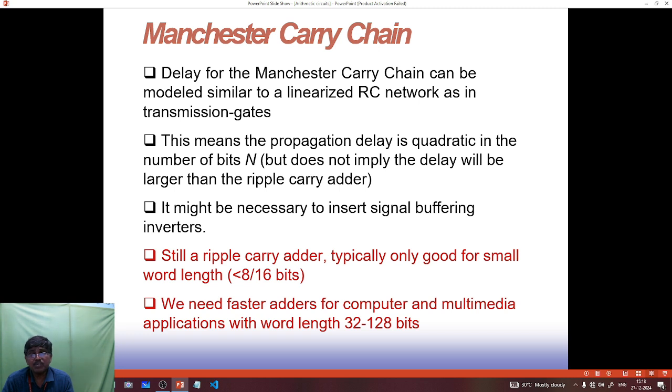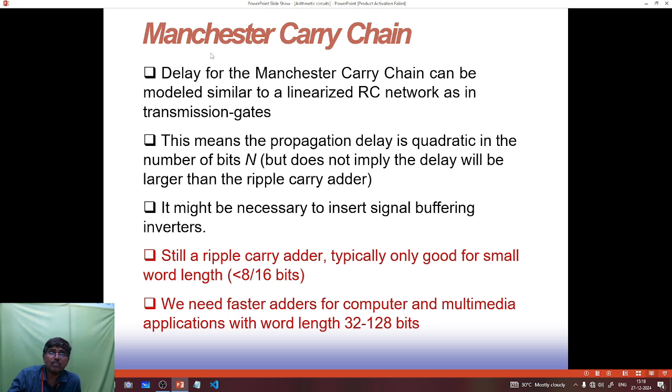This means that propagation delay is quadratic in the number of bits, but does not imply that the delay will be larger than the ripple carry adder. It might be necessary to insert signal buffering inverters. Still, the ripple carry adder is typically good for a small word length, generally less than 8 or 16 bits. We need faster adders for computers and multimedia applications with a word length of 32 to 128 bits.